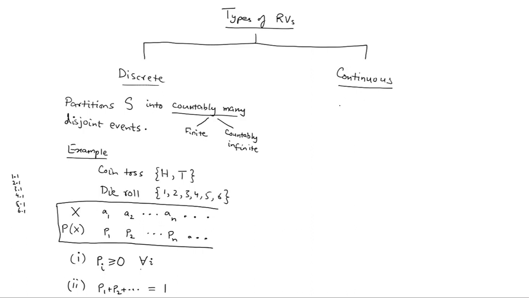A continuous random variable partitions S into uncountably infinite sets. Okay. Example.